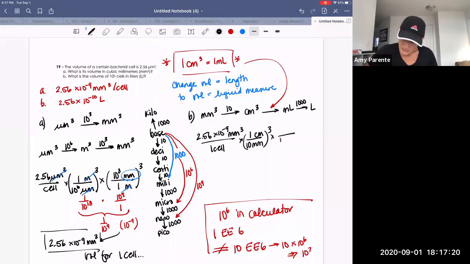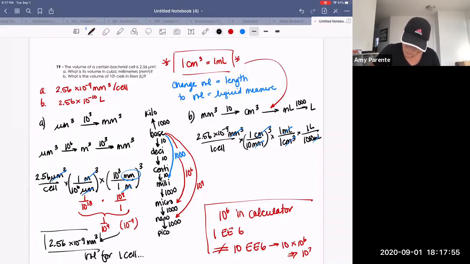And now I can use my special magic. It doesn't do anything in terms of math because it's a 1 over a 1. And now I've got 1,000 milliliters in 1 liter. If I check my units here, millimeters cubed go away, centimeters cubed go away, milliliters go away. I'm going to have the volume in liters for one cell. And this is kind of the first time we've maybe really seen this.